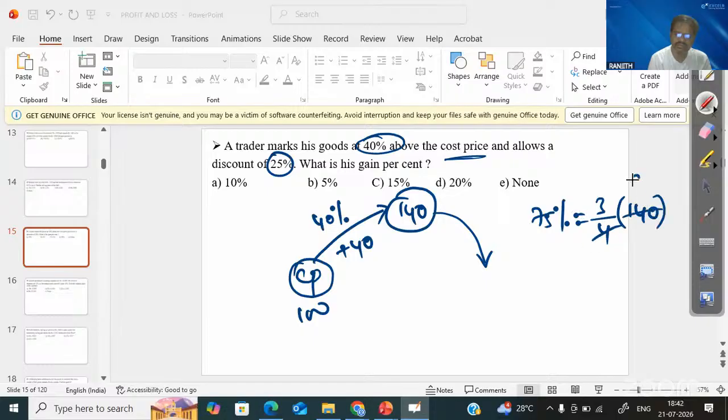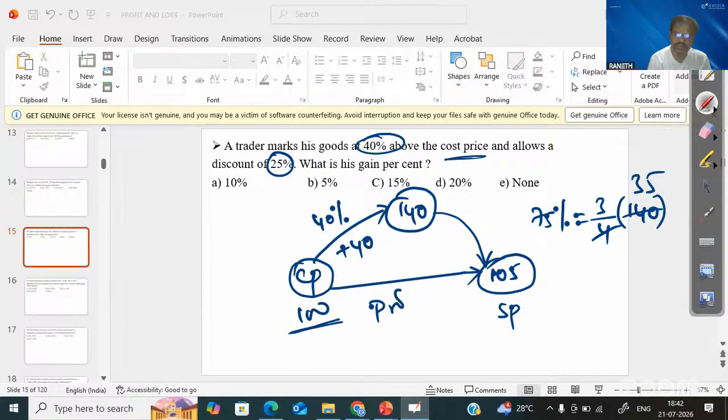75% is nothing but 3 by 4 of 140. 4 ones are 4, 35 into 3 equal to 105. So cost price equal to 100, selling price equal to 105, and the overall, in the sense, profit. What is the profit? 5. Profit percentage equal to 5 percentage.